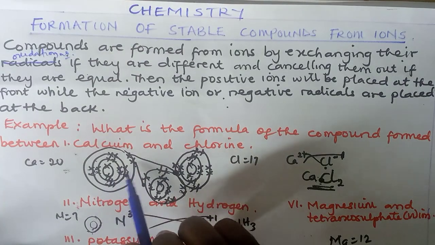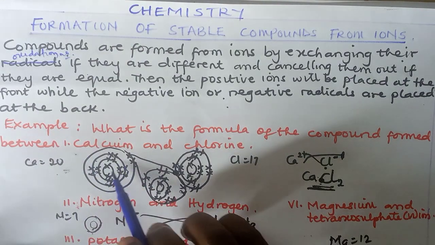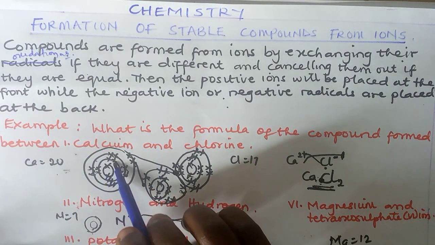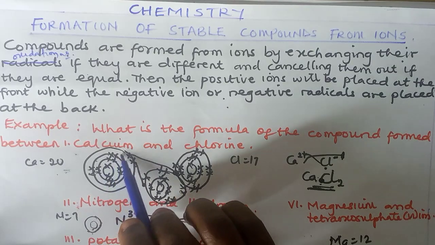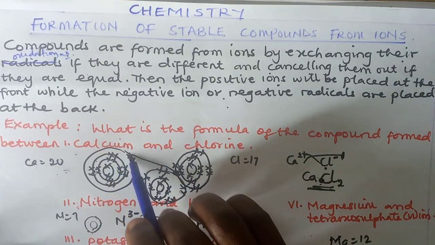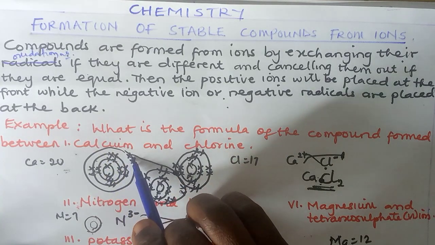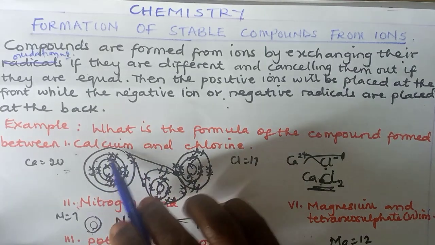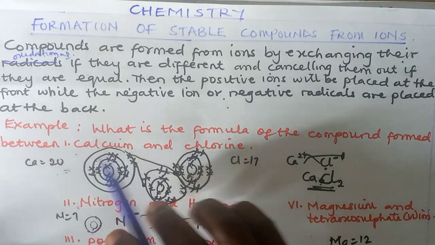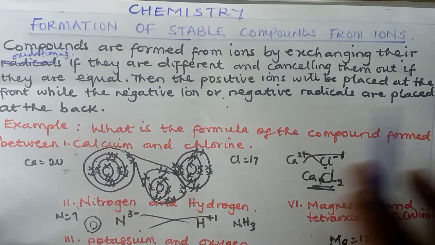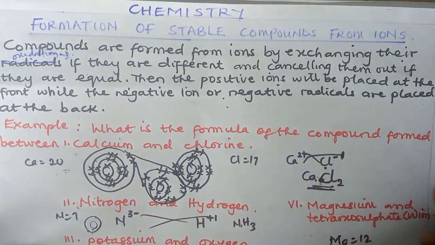Consider calcium, whose atomic number is 20. Arranging the electrons, we have 2 on the first shell, 8 on the second shell, making it 10. The third shell is 8, that's 18. The last shell is 2. The valence electron is 2. But the last shell is supposed to be 8, so it is in need of 6 more. Gaining 6 will be difficult, but it's easier giving out 2.